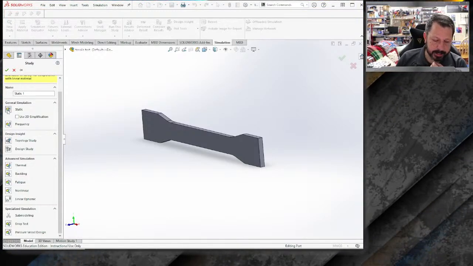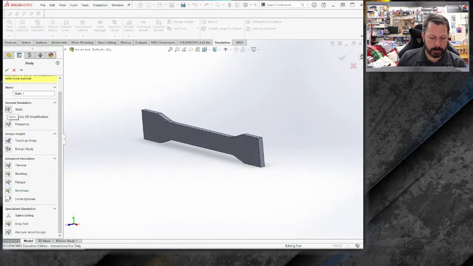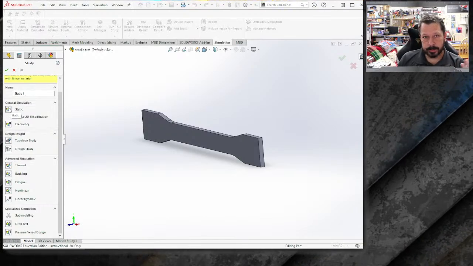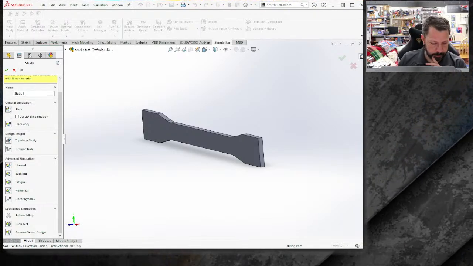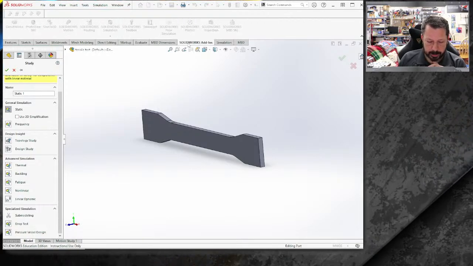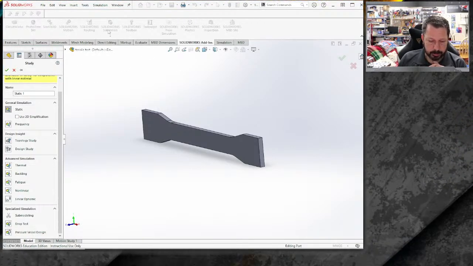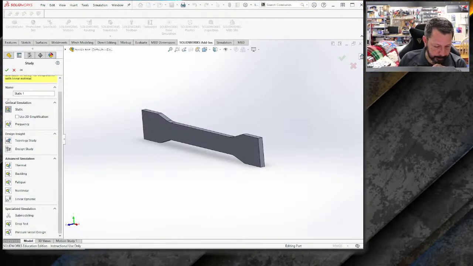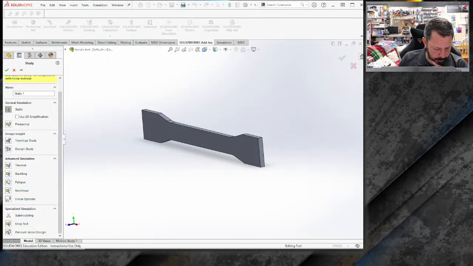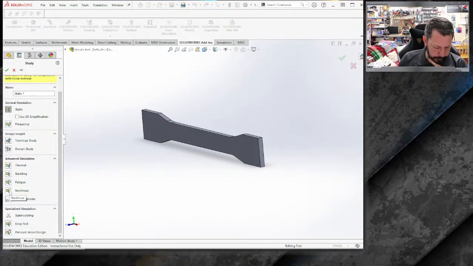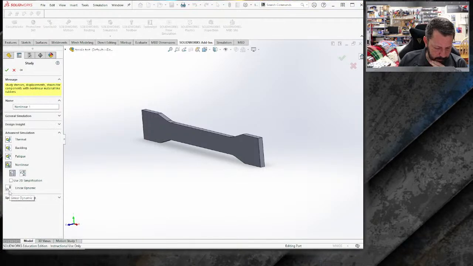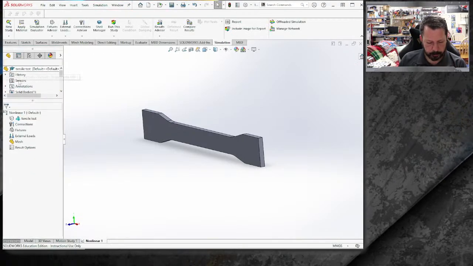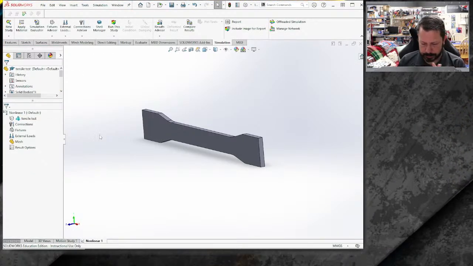I would only have static available. So if you get to here and you only have static simulation available, it means that you didn't select the premium version, or the Simulation Premium version. And you need to go back to this add-ins tab and click on the little Simulation Premium option. All right, let's do nonlinear. I think that's what I want to do. I might have to rethink how to do this in a minute, but we'll see if this works.